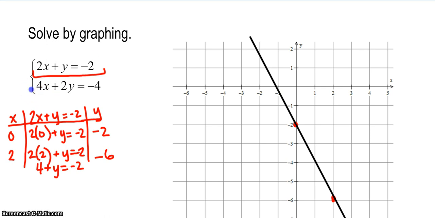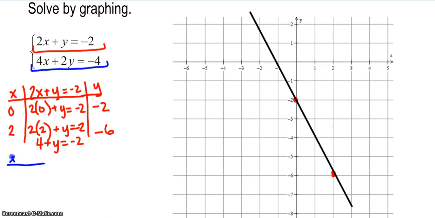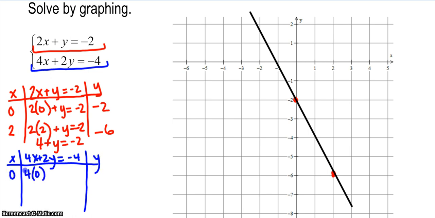Now I'm going to do the same thing, but I'm going to use the second equation, 4x plus 2y equals negative 4. And again, I'm going to put a 0 in for x. And I have 2y equals negative 4 because the 0 goes away. So y has to equal negative 2. So 0, negative 2. Right there they share that point. That could be the solution because that could be the one intersection point.